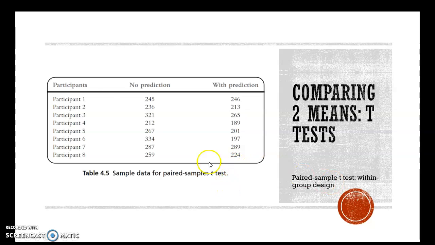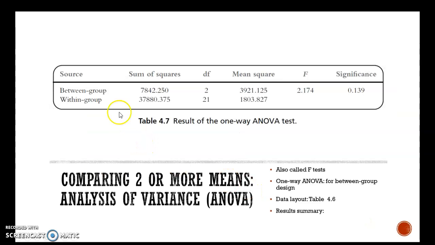And the second one here is for the paired sample t-test. Basically, the same group of participants are doing both conditions, with training and without training. So that's the paired sample t-test. So, between group testing. Okay, so let's see.